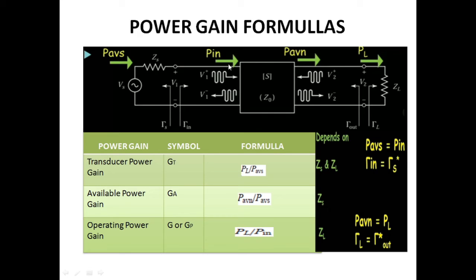So this is in the microwave frequency range, right? In microwave, they are dealing with reflection also. Therefore, they are giving the condition as: gamma in equals gamma S complex conjugate.